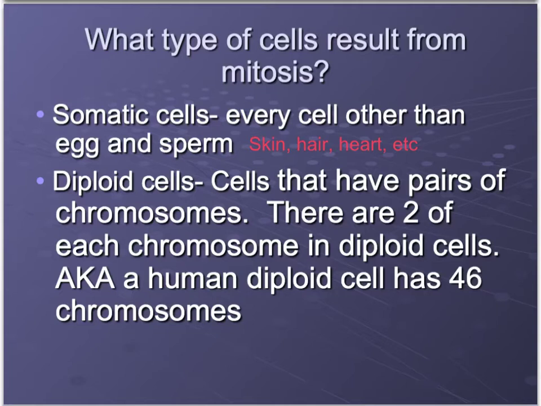This counts for your skin cells, your hair cells. They all have the same number of chromosomes, which is 46. At the end of mitosis, the cell should have started with 46, and the 2 new cells should each have the same amount of chromosomes, which is 46.